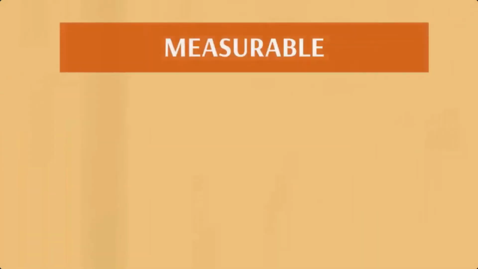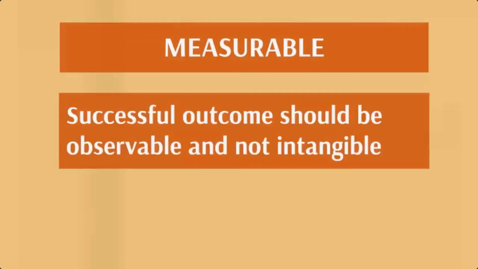Now, the next thing is measurable. Obviously, the items on your to-do list need to be measurable. Measurable meaning that you need to have some sort of successful outcome, and that should be observable, and you should be able to see the results at hand and not intangible. So in other words, when you are looking at the to-do list, is it measurable? Is it something that you can actually put a priority on?